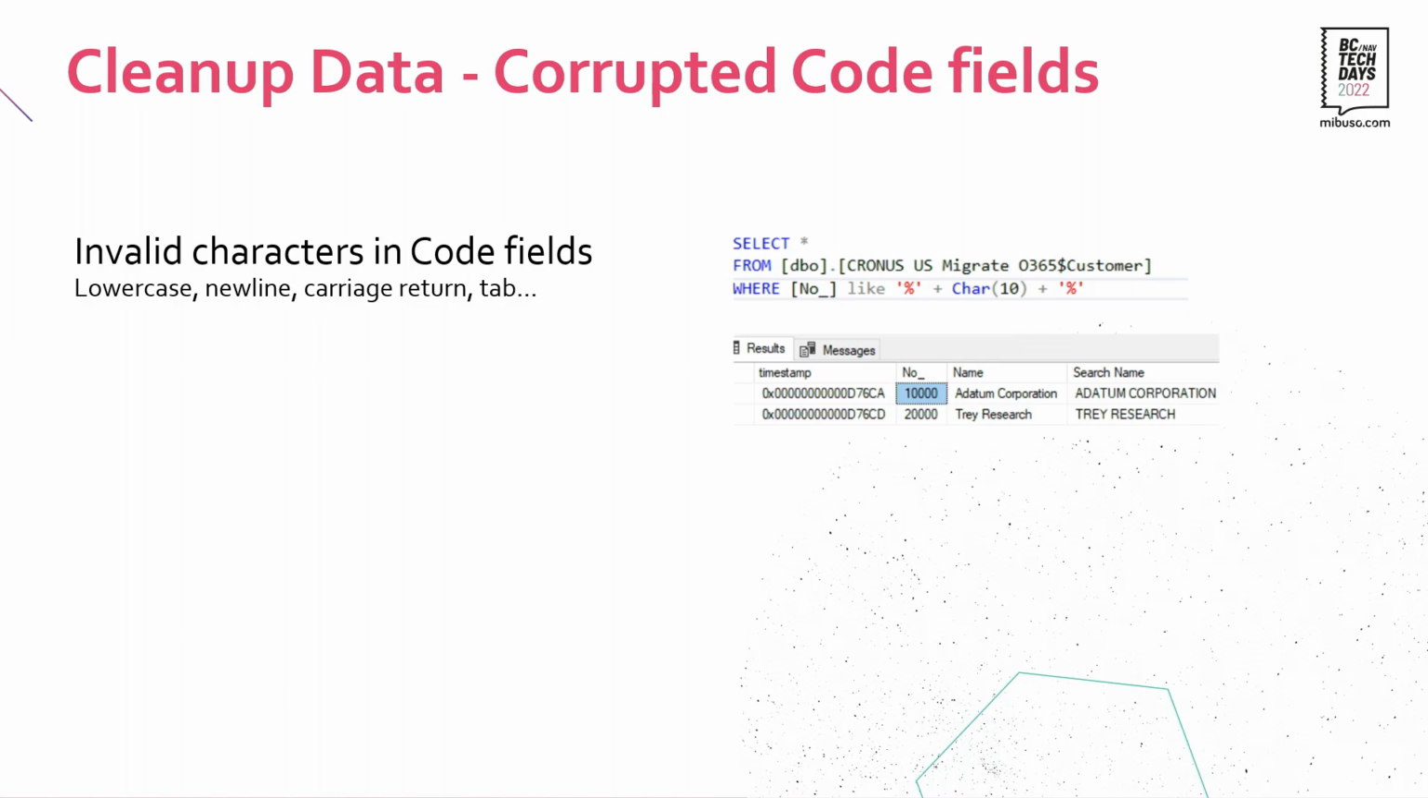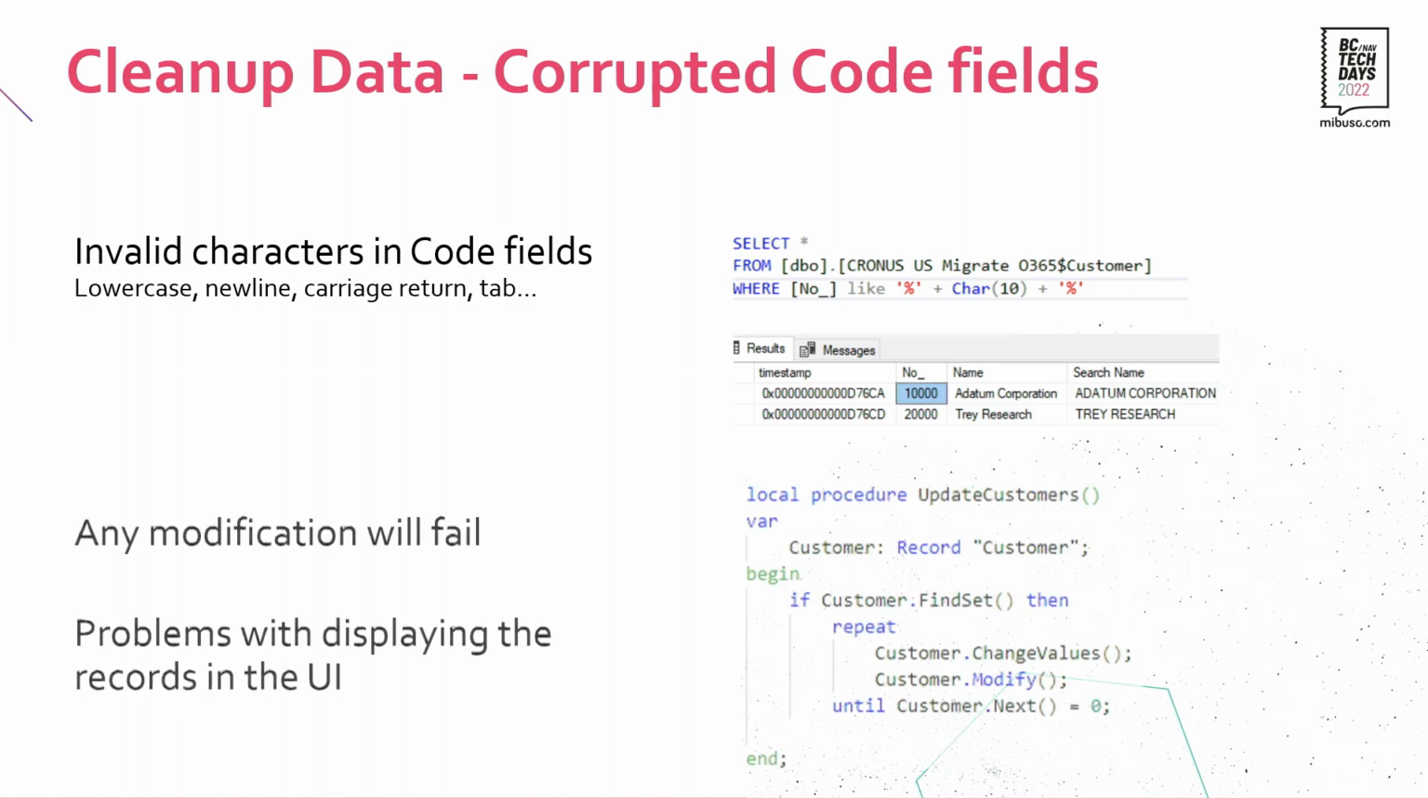Customers were able to enter new line characters, lowercase characters, and other non-printing characters to the code fields. SQL doesn't like it, and if you copy this field, you will not be able to see that it has a new line character. You need to detect it with a dedicated SQL query. The issue is that if you cloud migrate with these fields, any code modifications, read, or delete operation is going to fail.